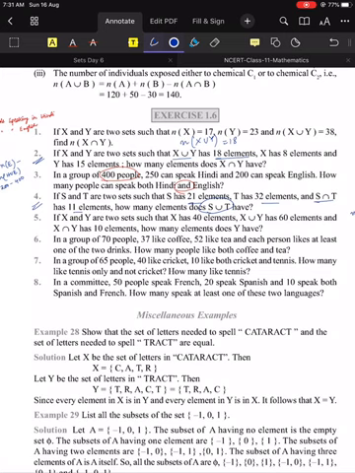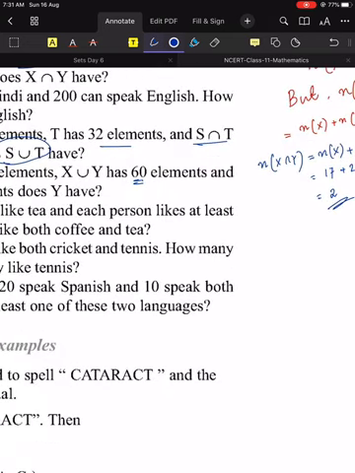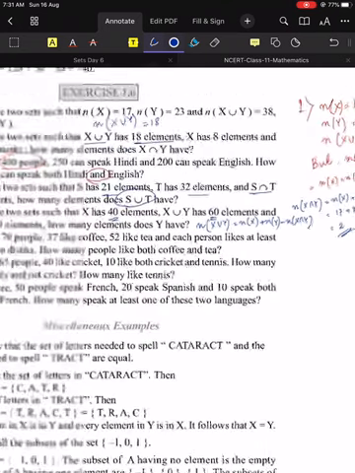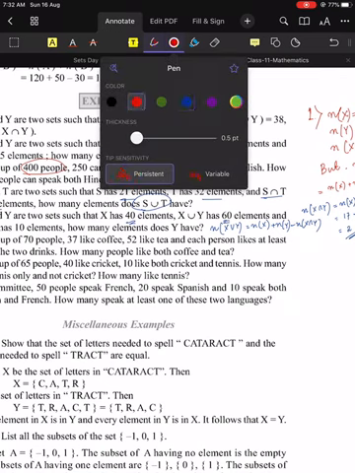Question number 5. If X and Y are two sets such that X has 40 elements and X union Y has 60 elements, and X intersection Y has 10 elements, how many elements does Y have? This one is also very easy. You know the formula: n(X union Y) is equal to n(X) plus n(Y) minus n(X intersection Y). This formula. And in here, what are the values they have given?